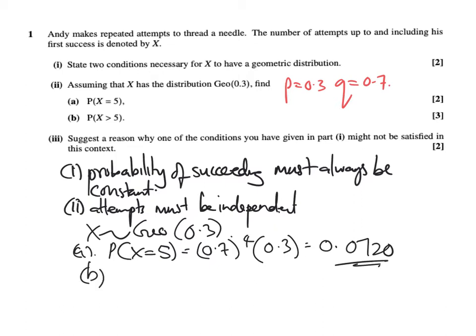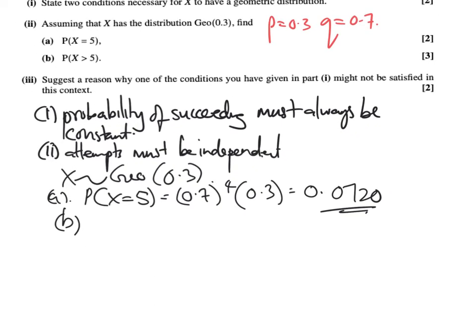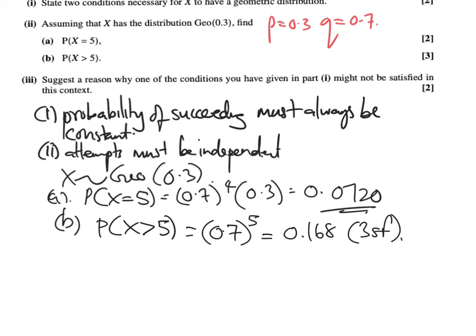And for part B, the first success only comes in after the 5th attempt. After the 5th attempt, meaning all 5 attempts have failed. So to fail, it's P of X greater than 5. To fail all 5 attempts is just 0.7 to the power of 5, and this is 0.168 to 3 SF.